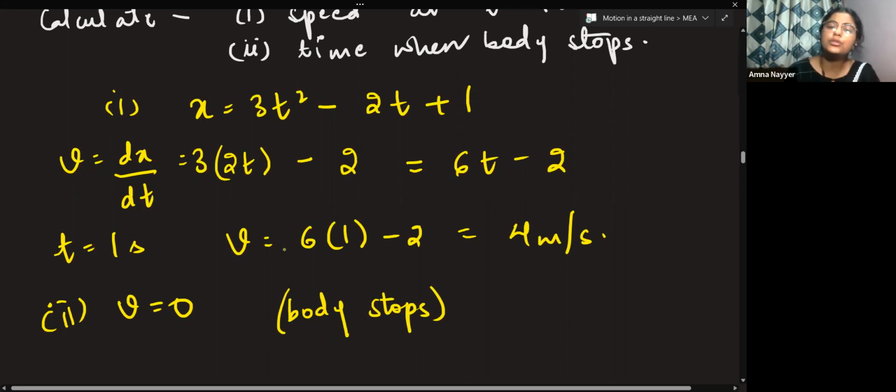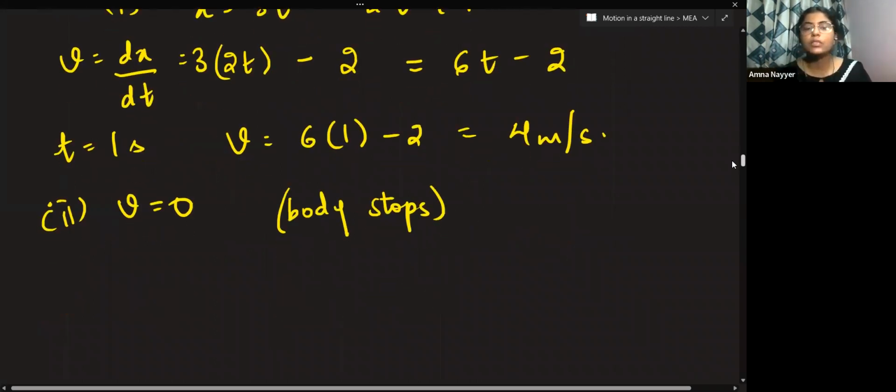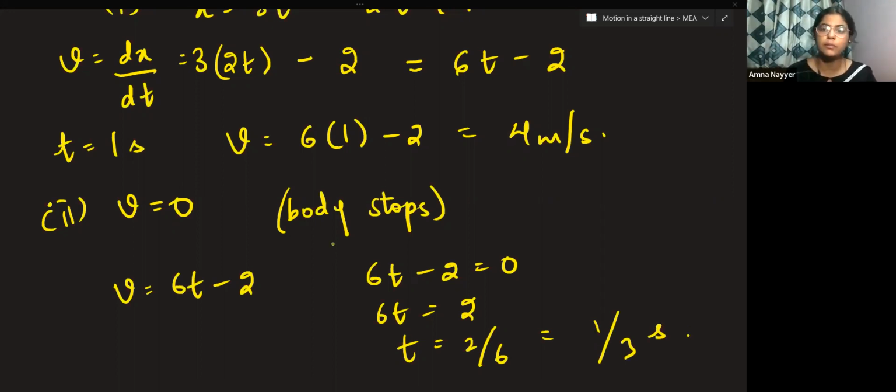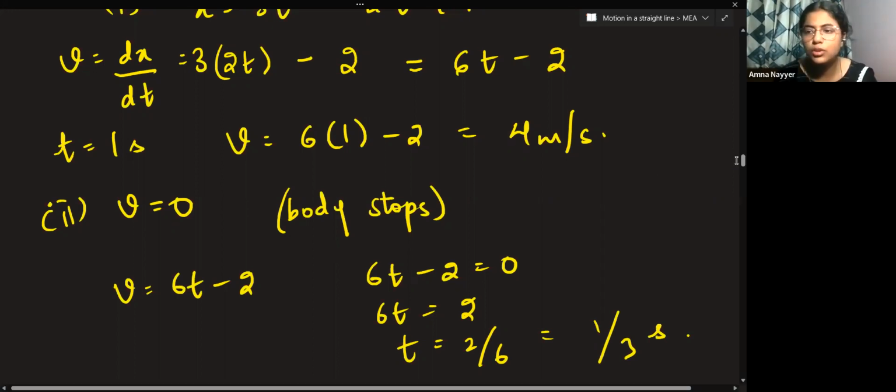So you just have to put v equal to 0 in the equation of velocity that we calculated, which is 6t minus 2. Here t is missing, v is known. So 6t minus 2 equals 0, 6t equals 2, t equals 2 divided by 6. That gives 1 by 3 seconds. Right? So just note down this question as well. One question I'll give you that you all will do.